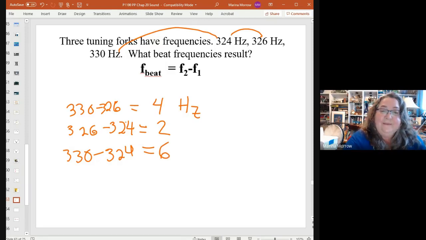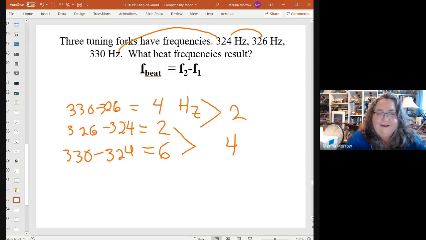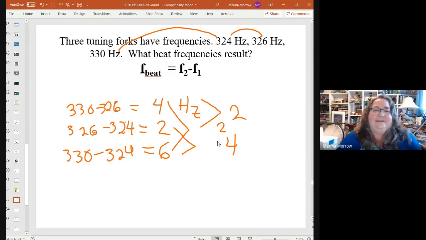And then it's possible that those would affect each other, but 4 minus 2 would just give me 2 again. 6 minus 2 would just give me 4 again. And 6 minus 4 would just give me 2 again. So anyway, I wouldn't get anything new. I wouldn't get any new frequencies here. Okay, but it is possible to be getting new frequencies from the beat frequencies.